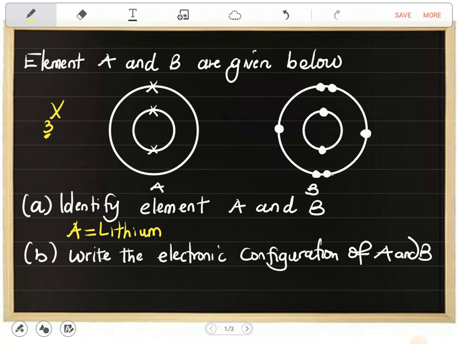Do the same for B. Go on the periodic table and check an element with 1, 2, 3, 4, 5, 6, 7, 8 at the bottom like that. Well, you will discover that B is just oxygen. And I'm sure we are there together.